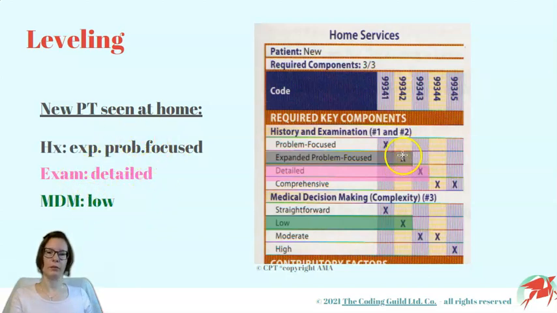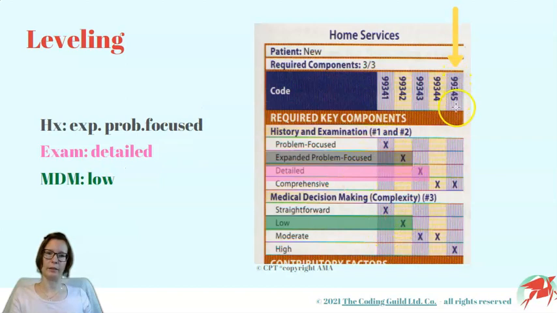The history was expanded problem focused. The highest level code this can get us is 99342 because that's where the X is. The exam is detailed. This will get us to 1 level higher to 99343, again because the X marks the spot, and the MDM was low, having its maximum reach at code 99342. Let's see which code has all the 3 elements meeting or exceeding the same EM level.